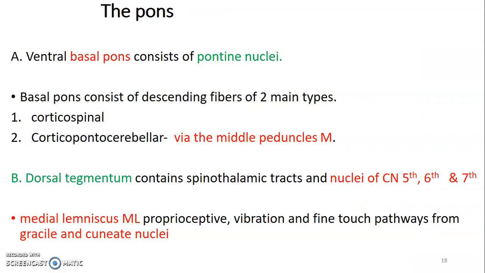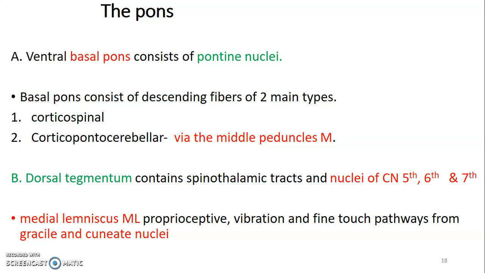So if you're to take a cross section of the pons, the pons has two parts, a ventral and a dorsal part. The ventral part is called the basal pons. It also has descending fibers of two types. We have corticospinal fibers that are passing through the ventral pons, and we also have corticopontocerebellar fibers. These are from the cerebral cortex to the pons, then later on they will end up in the cerebellum through the middle cerebellar peduncle. Okay?